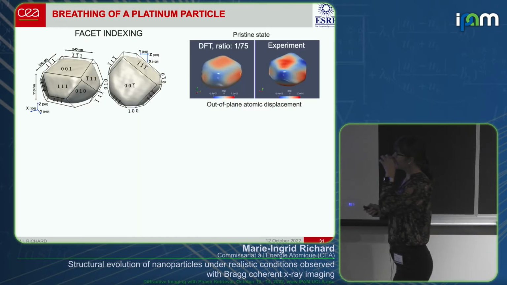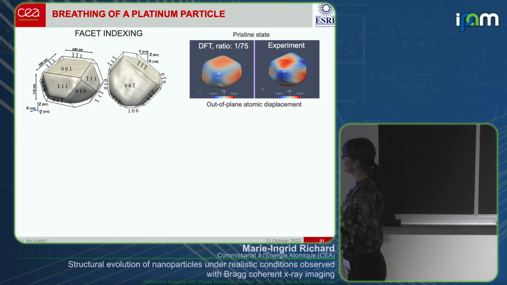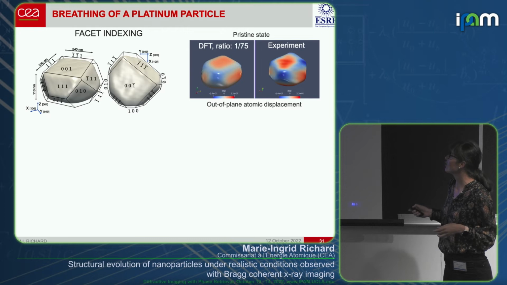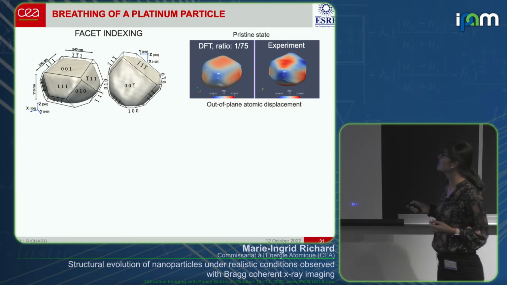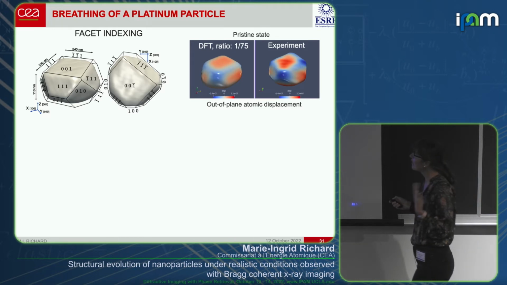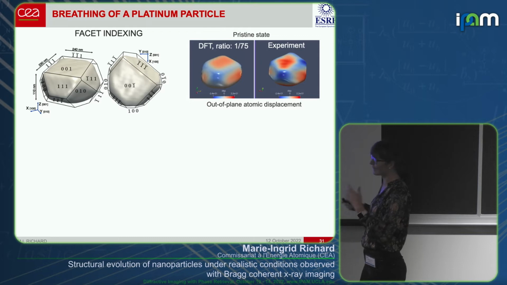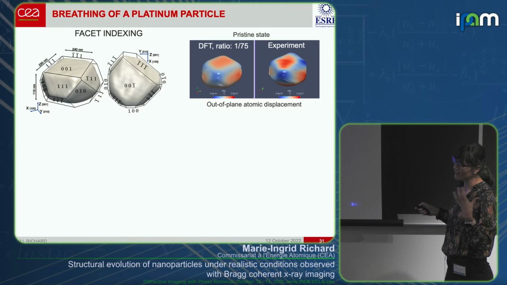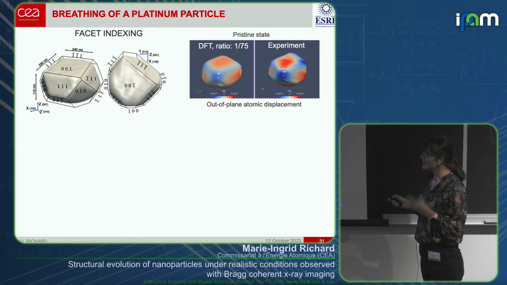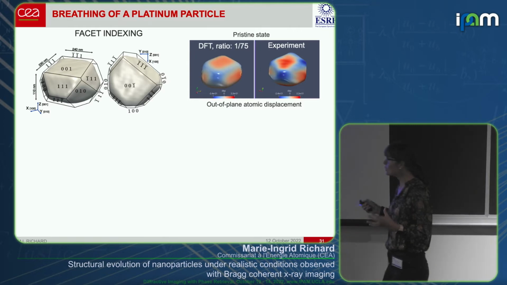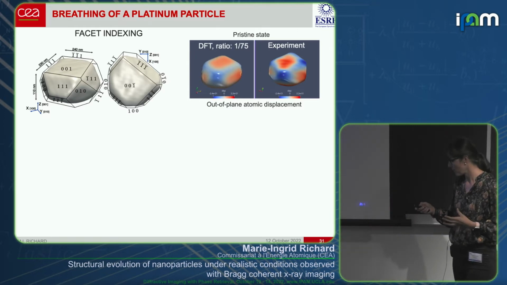At the beginning, again we have a faceted particle, so we can do DFT calculation to compare the displacement of what we get experimentally with DFT, and it's quite impressive what we can get. It's a very small simulated particle, so we can get the pristine state, and it's just due to the morphology of the particle.